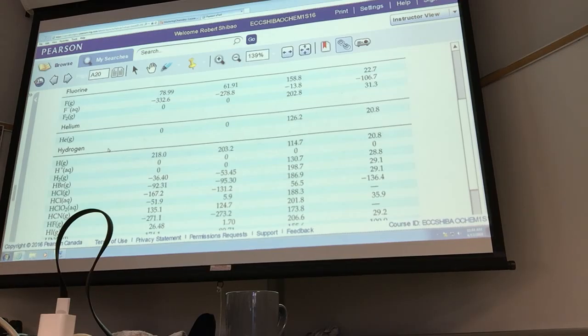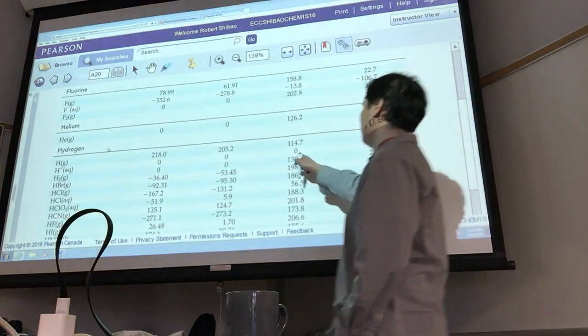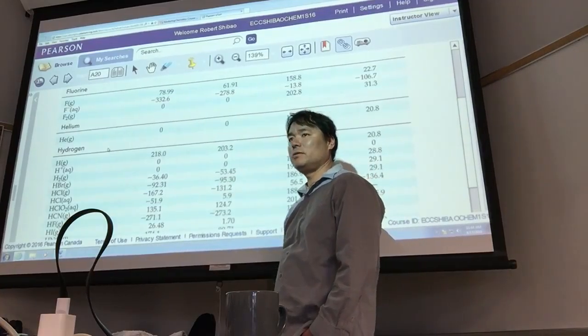But if we were to form 1 mole of 1 molar H plus AQ from the element hydrogen gas in the standard state, we'll balance it 1/2. What's the energy? There's got to be some energy change here because we're going from H2 gas to H plus AQ, right? But you look at this and it's 0. There's no energy change. Why is there no energy change?